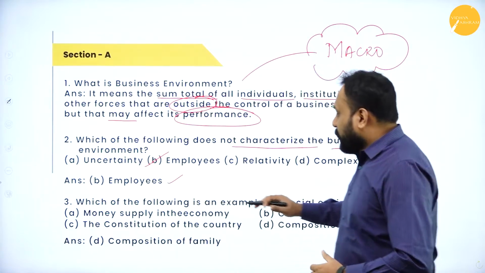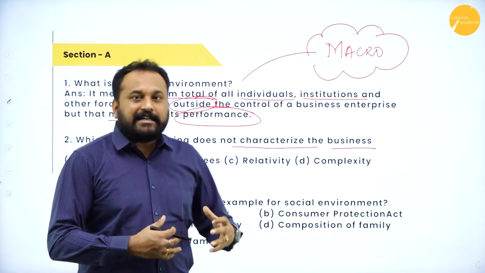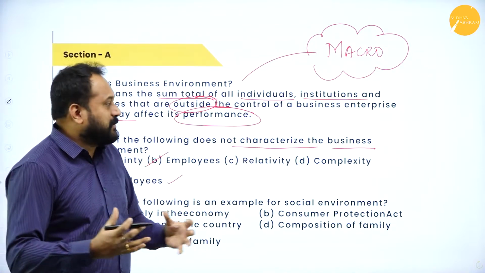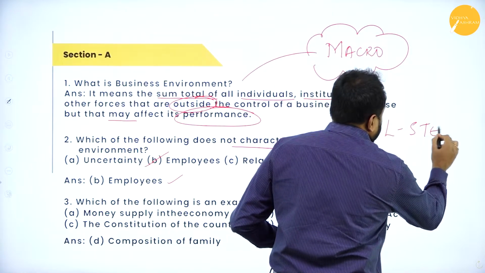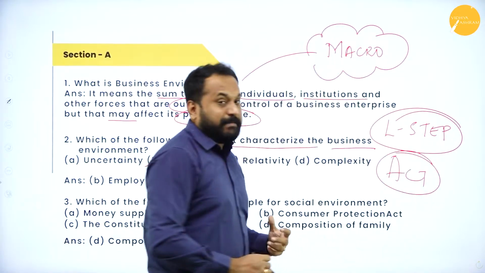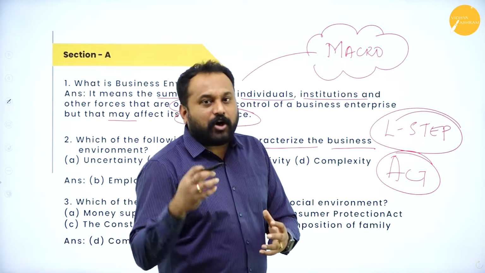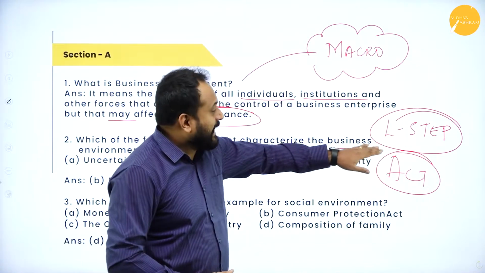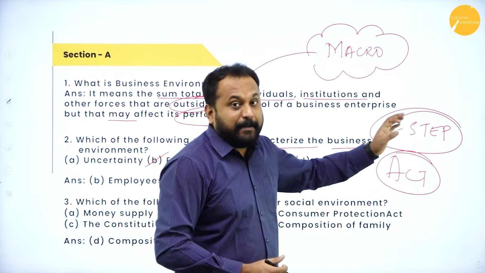Next one is, which of the following is an example for social environment? Now we know that this entire business environment has a dimension. So what are the dimensions of business environment? You need to understand there's something called L step. Now this L step is actually the Abhilash Chandra trick to remember the dimensions of business environment. Whenever you play chess, how the horse moves, it moves with the L step. So L in the sense legal, S in the sense social, T technology, E economic and P political.